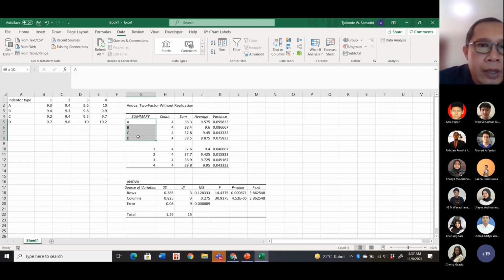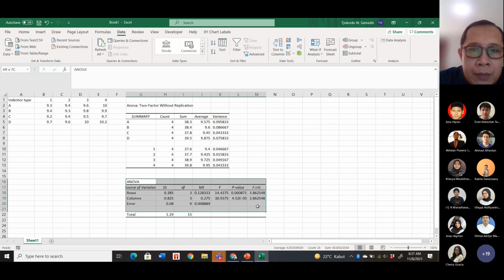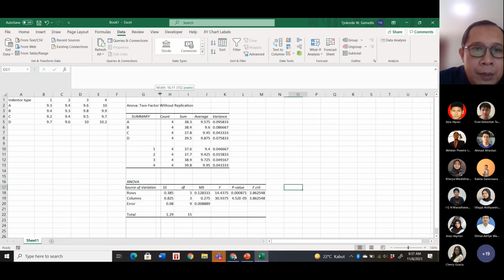So this is the indenter type, so this would be the row variable. And this is the block number, or the column variable. Count means there are 4 data points for each indenter type, 1, 2, 3, 4, and so on. And this is the ANOVA table of our example problem.